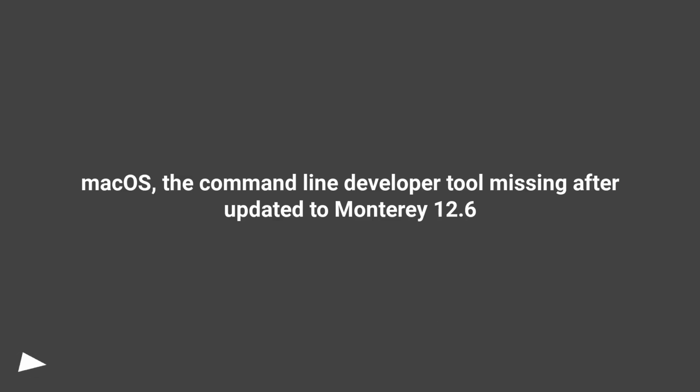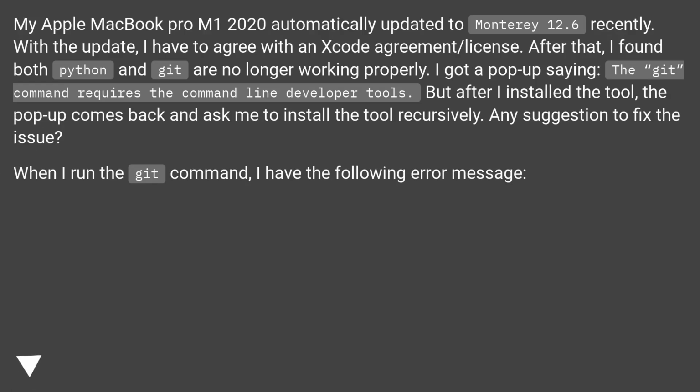macOS, the command line developer tool missing after updated to Monterey 12.6. My Apple MacBook Pro M1 2020 automatically updated to Monterey 12.6 recently. With the update, I have to agree with an Xcode agreement/license. After that, I found both Python and Git are no longer working properly.